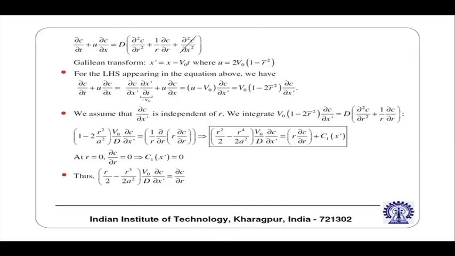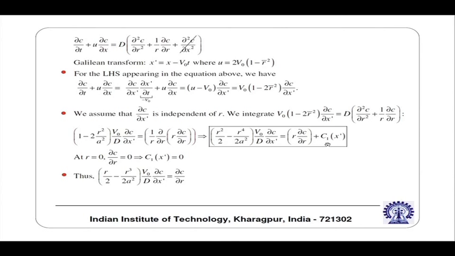To integrate the equation, one very important assumption that we will make is that del C del x dash is a constant. That means R independent. Then the integration becomes very easy. So you integrate it with respect to R. The right hand side is 1 by R del del R, R del C del R. If you integrate with respect to R, you will get this with the constant of integration C1.